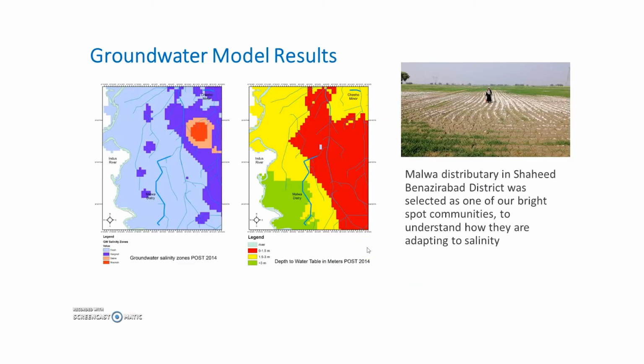In our previous work in the ACIR project, we selected the Malwa distributary in Shahid Benazirabad district as one of our bright spot communities to understand how they are adapting to salinity. Groundwater at the tail end of Malwa is marginal to saline, and the communities also rely more on groundwater for irrigation. So we need to understand how these communities are adapting to salinity in these areas.